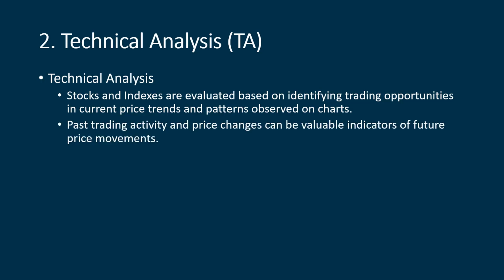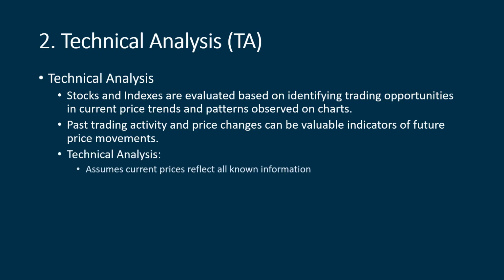when to get out. What you do is you look at past trading activity, things that have already happened, and you take that past activity and different price changes, and then you can use those to calculate what are called indicators of future price movements. So based on what has happened before, we believe that we can predict what is going to happen in the future. Technical analysis assumes that all current prices for an index or a stock reflect all known information.